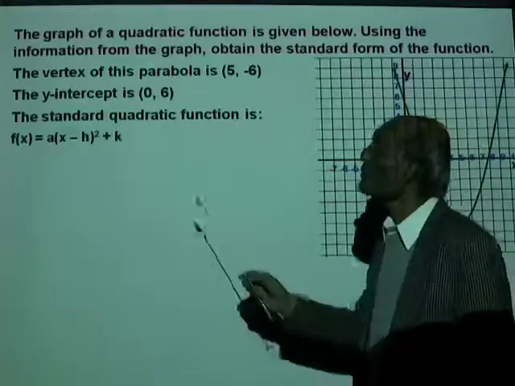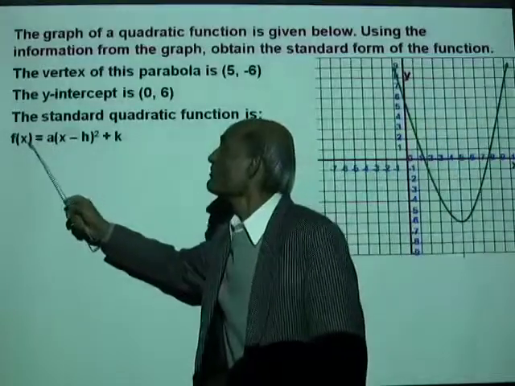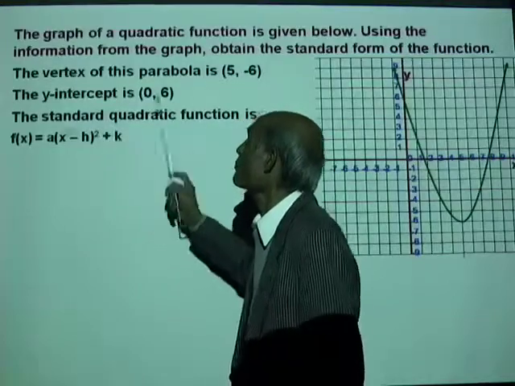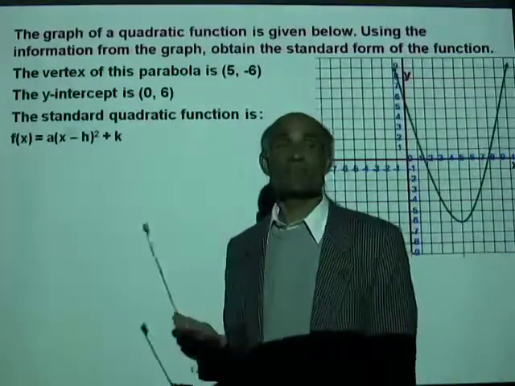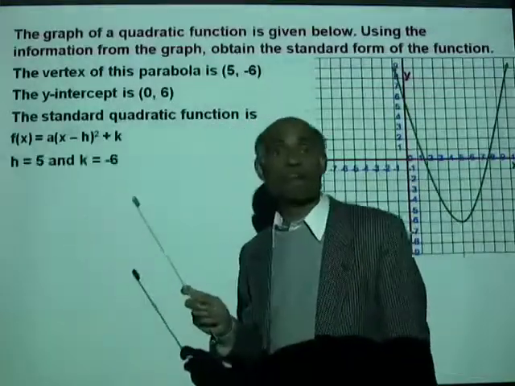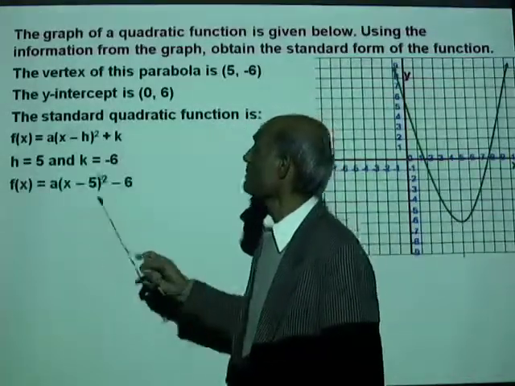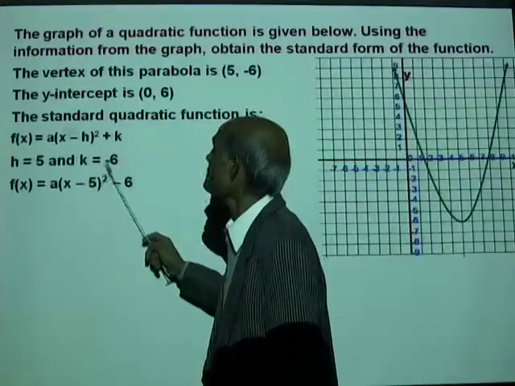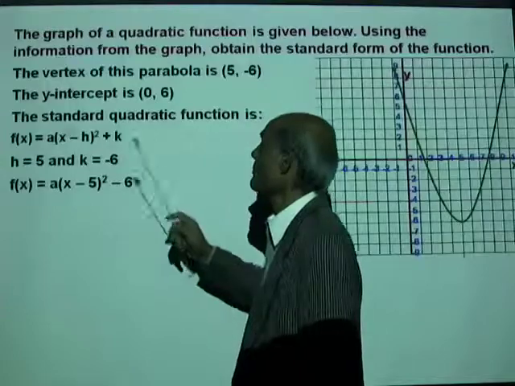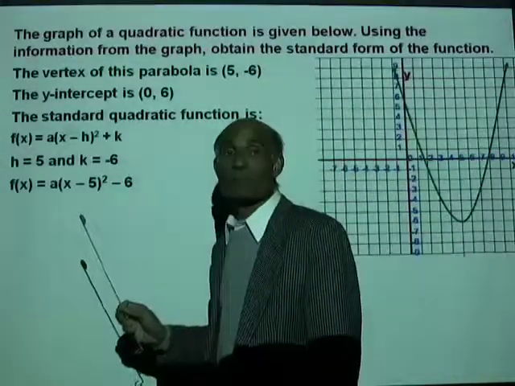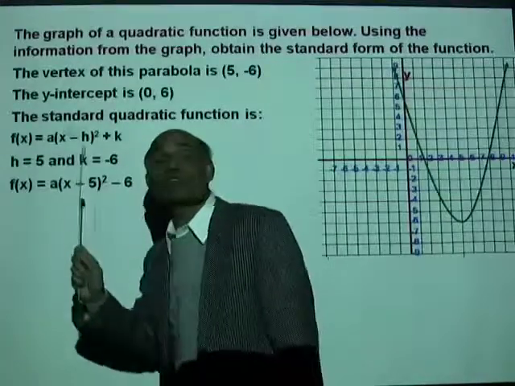The standard equation is f of x is a times (x minus h) all squared plus k. Now, you know h, you know k, so put those values in there. That will give you f of x equal to a times (x minus 5) all squared minus 6. Well, we need to find the value of a actually.